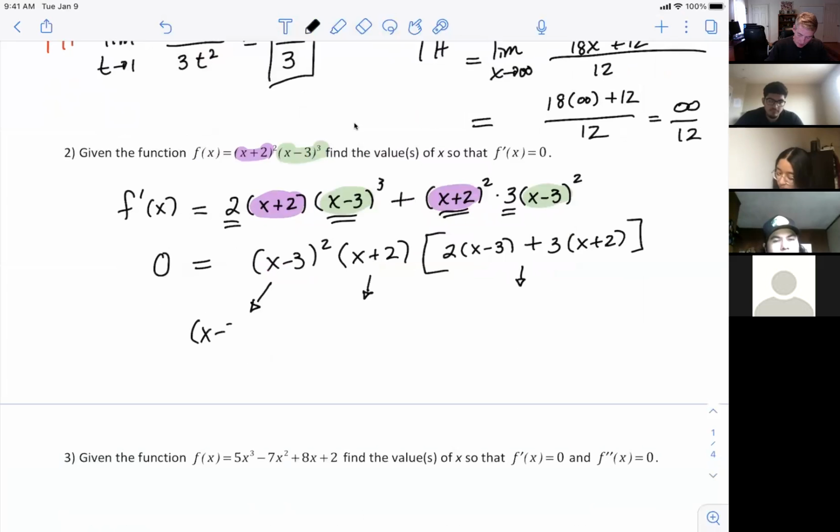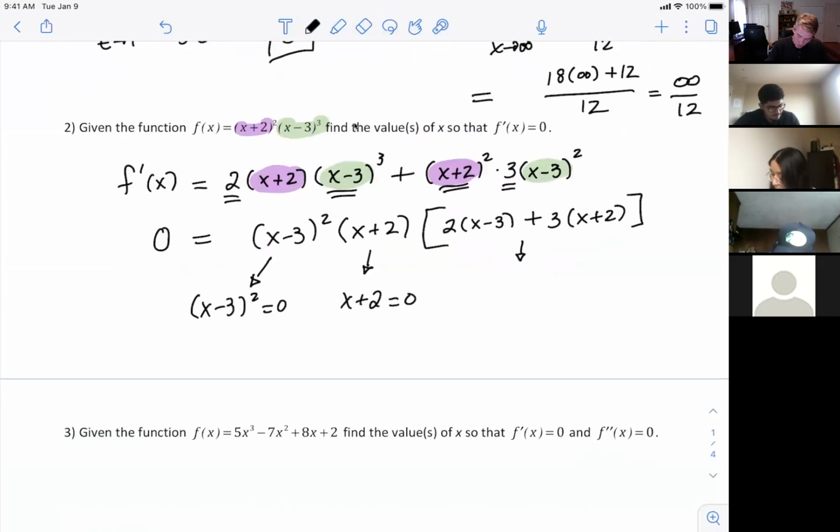So x minus 3 squared will equal 0. Another possibility is x plus 2 equals 0. And then for the last one, I need to go ahead and multiply or distribute the 2 over here and distribute the 3 over here. So this one would have 2x minus 6 plus 3x plus 6 equals 0.